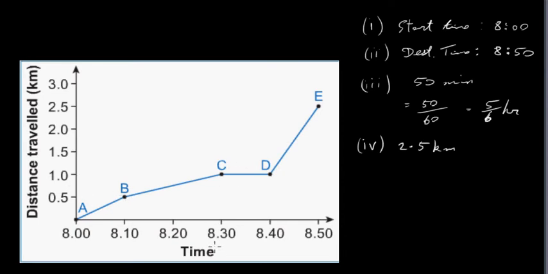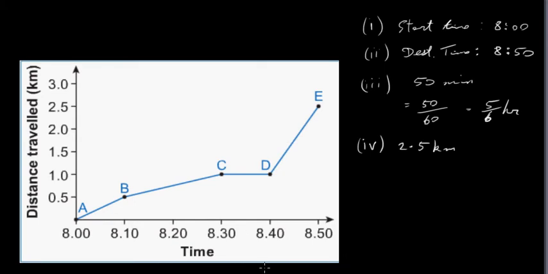And if you were asked for the speed, you would take the distance divided by the time between 8:10 and 8:30. That's 20 minutes. Convert that to hours and work out speed as distance over time. So that kind of thing you can be asked.